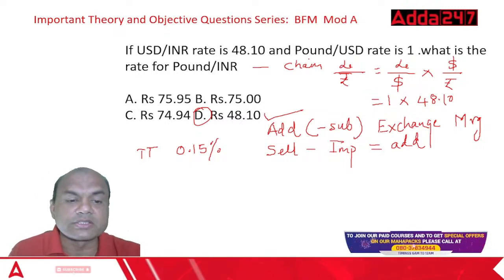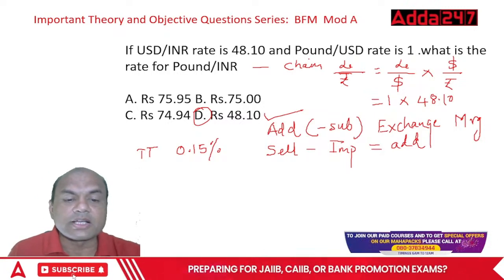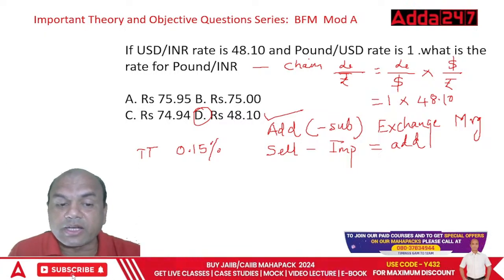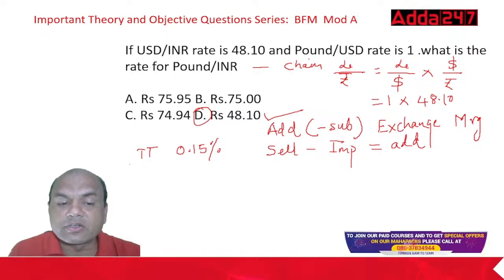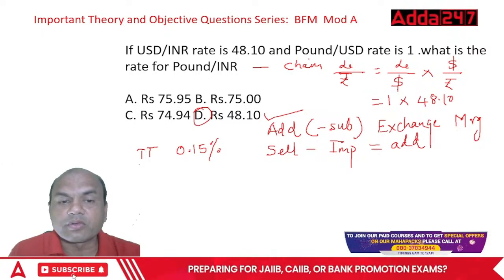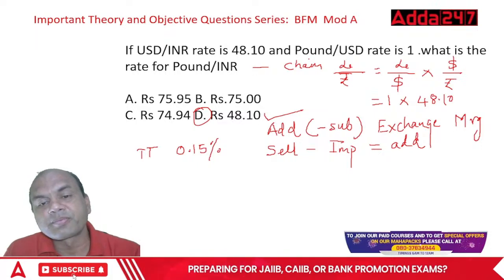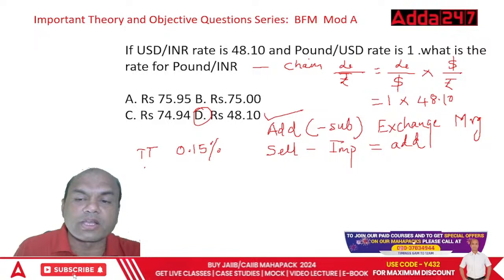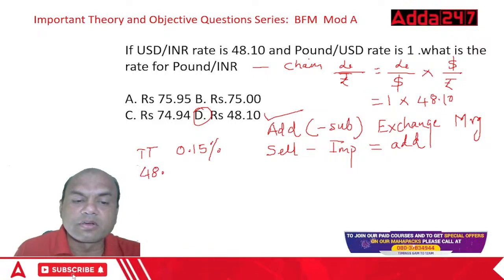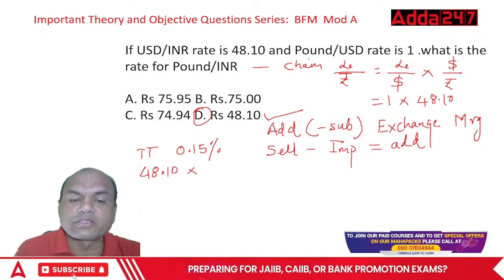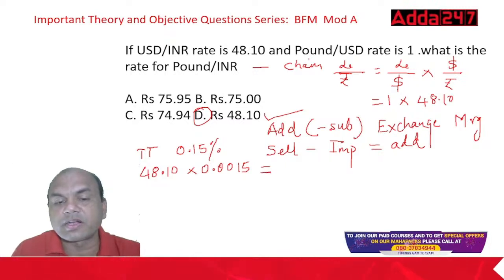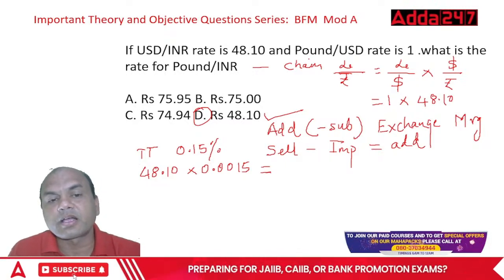So 48.10 into 0.15%. Percent means divided by 100, so it will be 0.0015. What is the answer you are getting, guys? What is the margin you are getting in rupees? So 48.10 into 0.0015. This answer, type in the comment section. What are you getting over here?